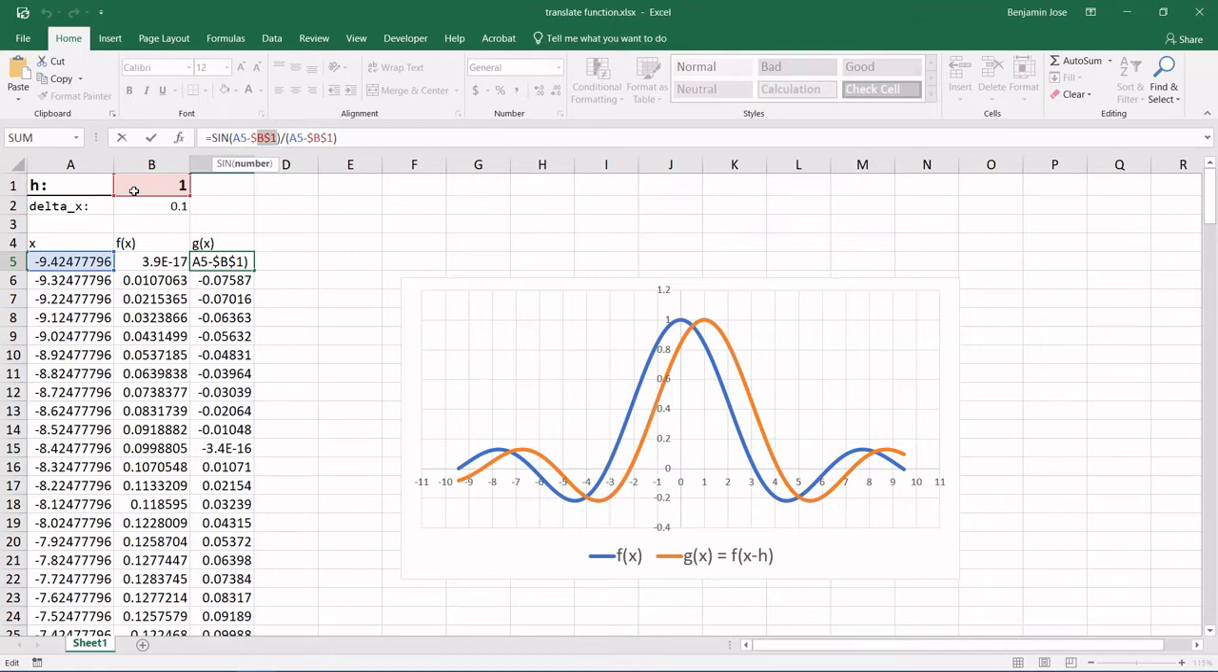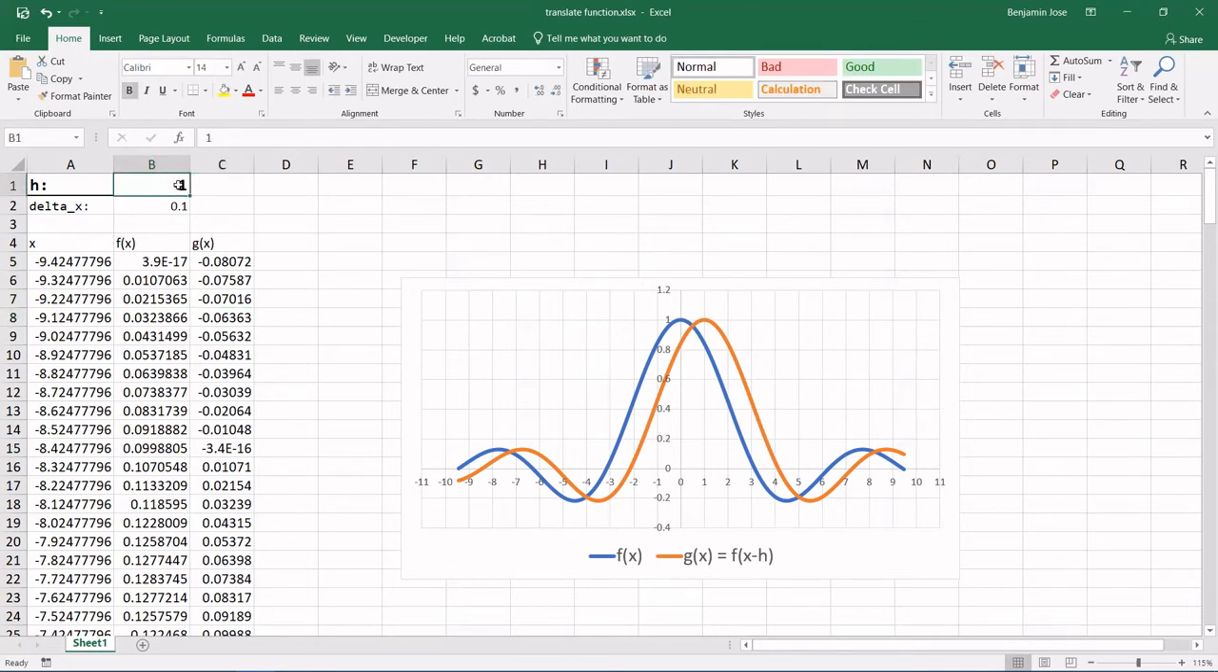Now, I should have pointed this out already. It may be a little counterintuitive that a minus sign appears here, even though the function g, the orange one, is being scooted to the right. If you subtract a number in the argument, you actually scoot the function to the right. And the way Excel works, because I'm always making this absolute cell reference to cell B1, see the dollar signs there, I can change whatever number's in that cell, and it will automatically update all these coordinates, which will also automatically update the graph. That's a nice feature of Excel.